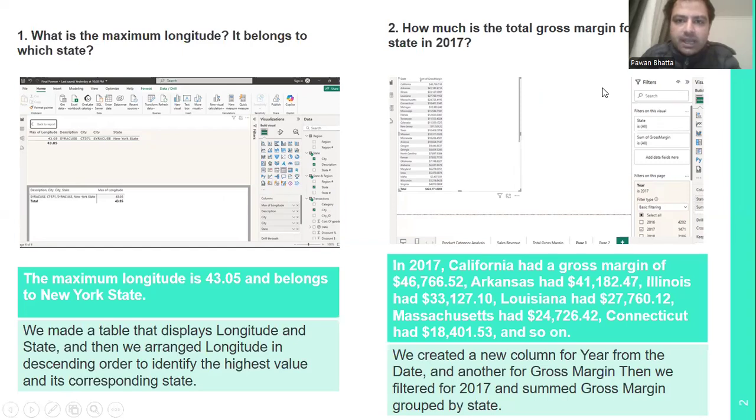The second question is: how much is the total gross margin for each state in 2017? In 2017, California had a gross margin of 46,766, Arkansas had 41,182, Illinois had 33,127, and so on. For this, we created a column of year from date and another for gross margin. Then we filtered for 2017 and summed up gross margin grouped by state.